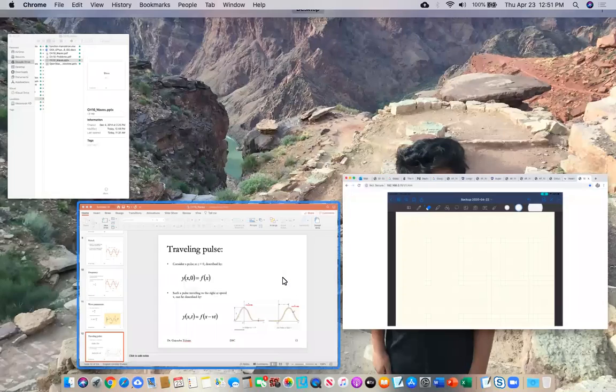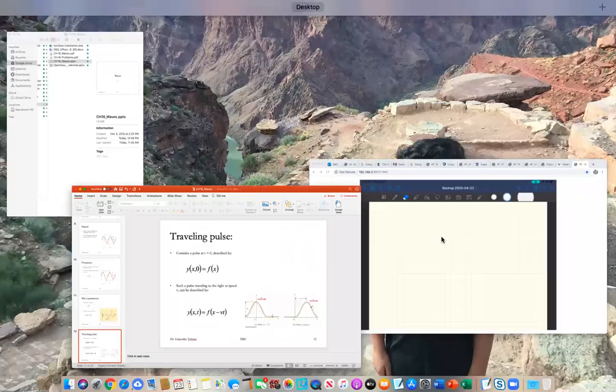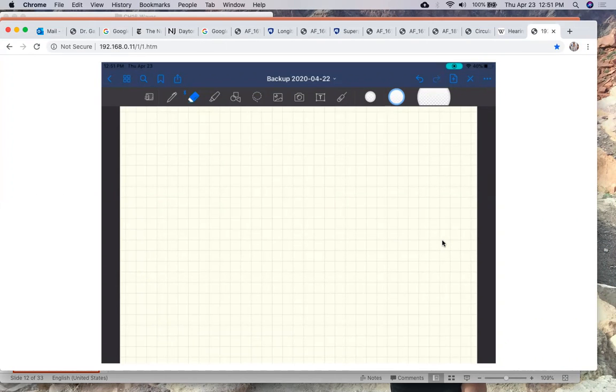Okay, so what we are interested in is the following. Okay, so here is a pulse. Okay, and you've seen a function in calculus. Okay, so let's use the blackboard. So here's a function, f(x). Okay, and let's say I want to shift this function by distance d.